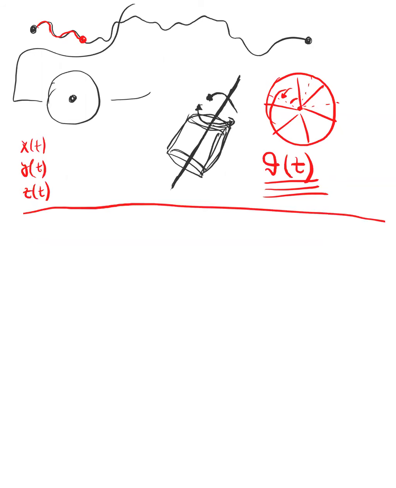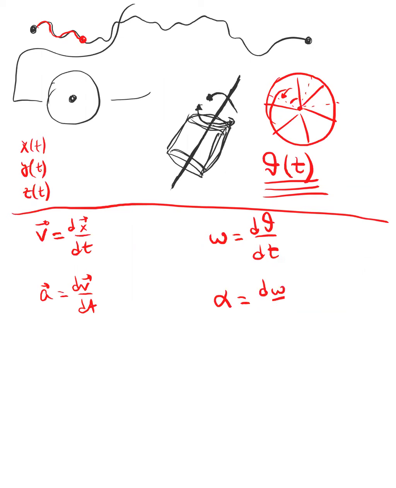For translational motion, we had velocity, and velocity was a time derivative of displacement. It told you how fast displacement was changing. And for rotations, you have angular velocity, which is similarly the time derivative of your angle. For translational motion, you had acceleration. Acceleration was the derivative of velocity, and it was telling you how fast the velocity was changing. For the rotation, you will have angular acceleration. Angular acceleration is the derivative of angular velocity, and it tells you how fast the angular velocity is changing.